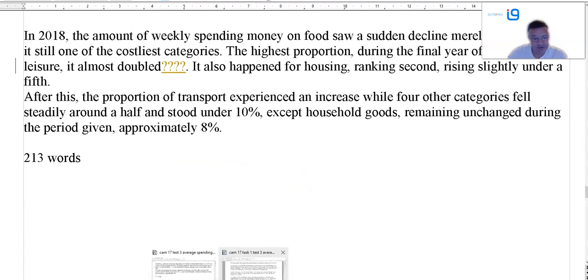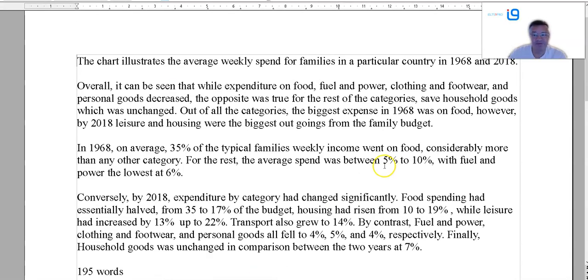So you can see. Let's have a look at mine. Right. So this is how I would approach it. You need to organize your information in a logical way. So introduction first. The chart shows blah blah blah blah blah. That's what most of you got. Okay, that's good. Then what most of you missed was a clear overview. Overall, it can be seen expenditure on this, and this went down. The opposite was true for the rest, which went up, save one that was unchanged. Out of all the categories, the biggest was in food. However, in 2018, it was leisure and housing. That's it.